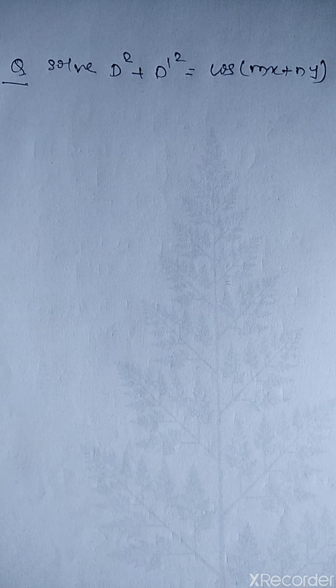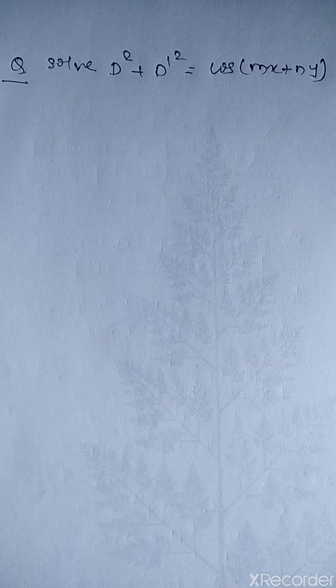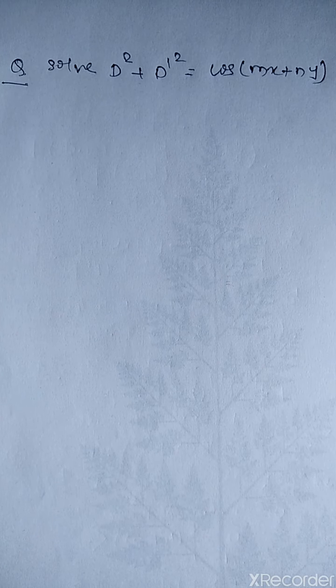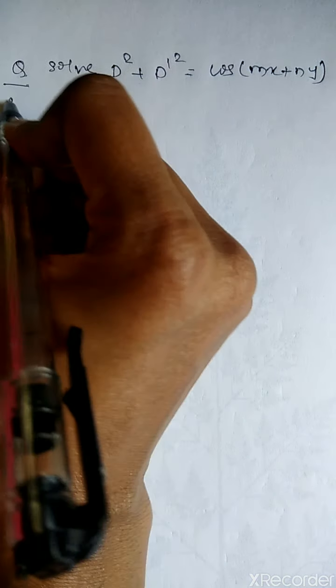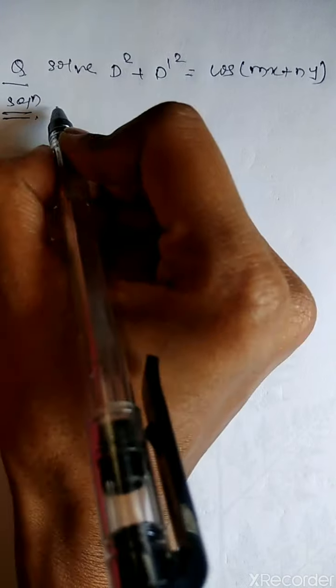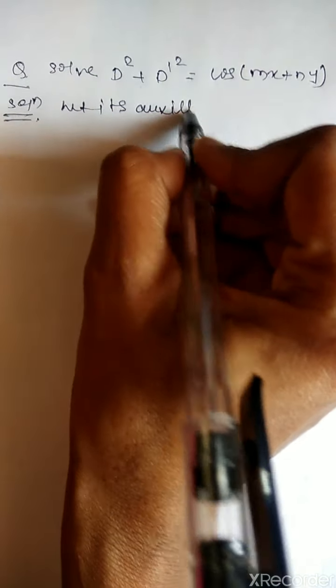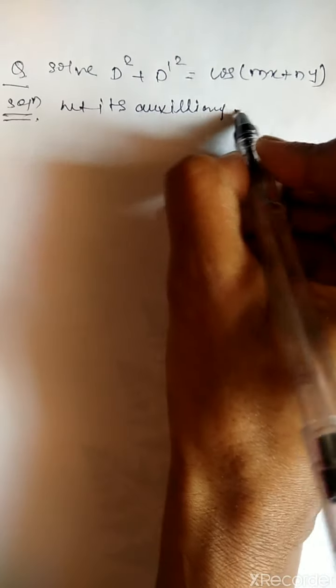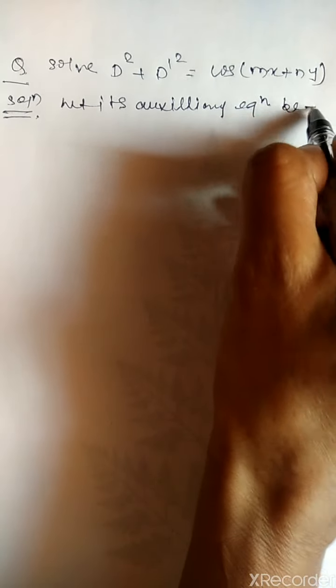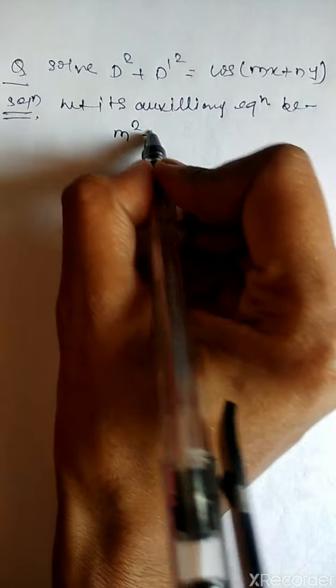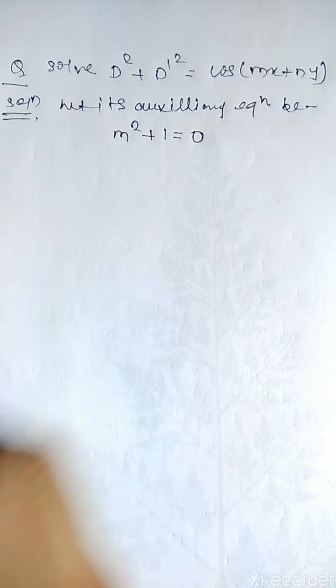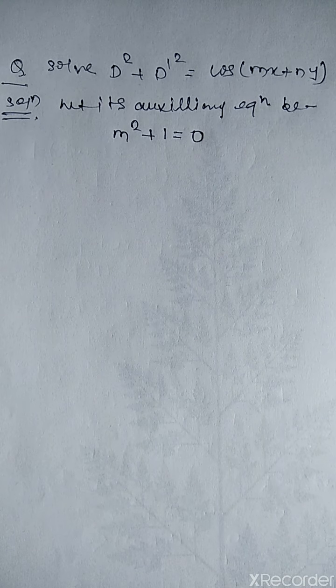So first we find the complementary function, and thereafter we find the particular integral to solve this homogeneous linear differential equation of higher order. So first we find the auxiliary equation. So in the solution, let its auxiliary equation be m² + 1 = 0. I hope you all understand how we can find the auxiliary equation.